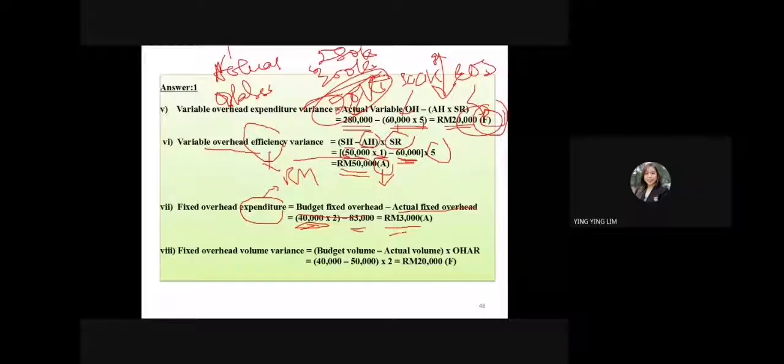So is it adverse or favorable? In actual, you are spending more. So therefore, it's adverse.